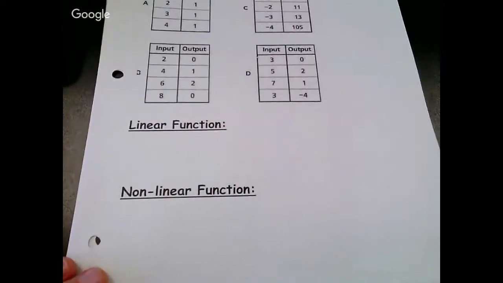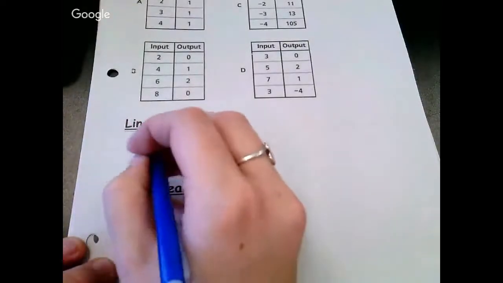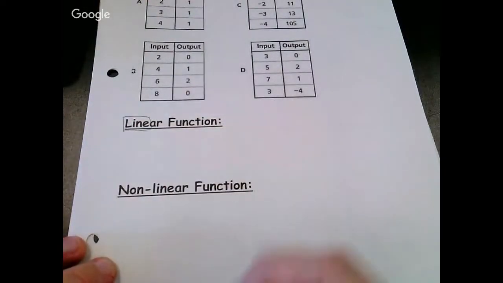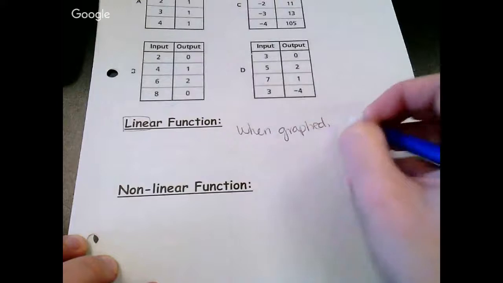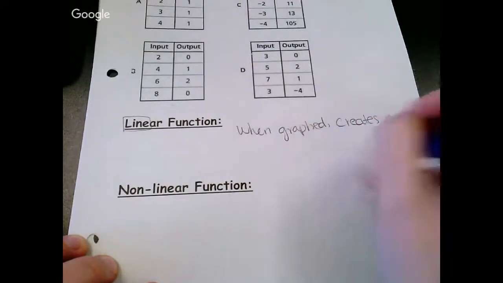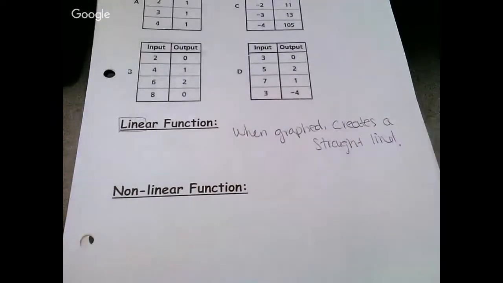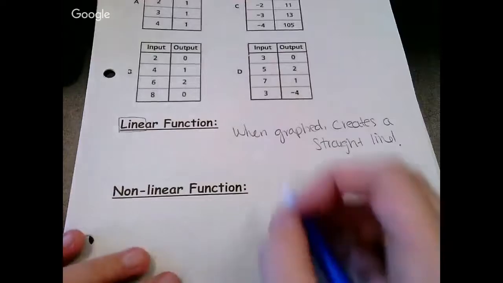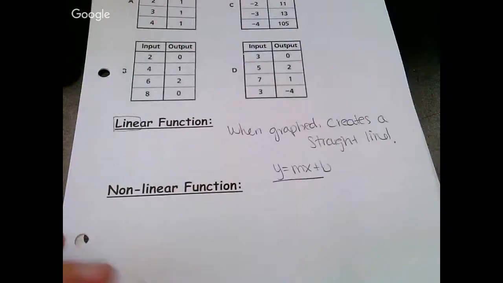All right, now that we've reviewed functions, now let's go back to what it means to be a linear function or a nonlinear function. So remember, a linear function, it has the word line right in it, right? So the linear function is when graphed, it creates a straight line, right? So a linear function is just a function that's when graphed as a line. But remember, y equals mx plus b form is the form that it needs to be in to be a line if it's written out. Okay?